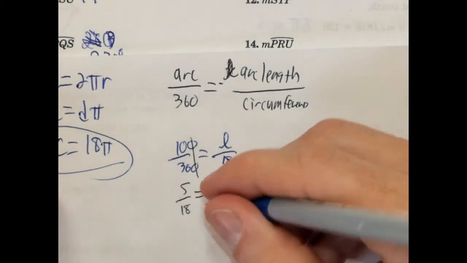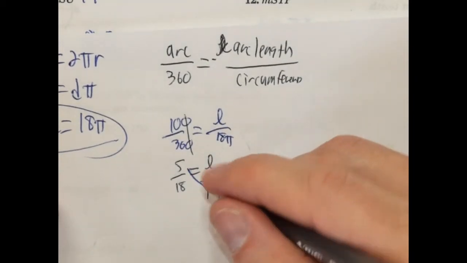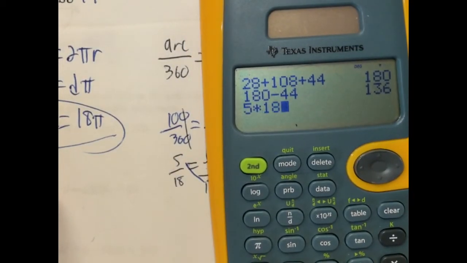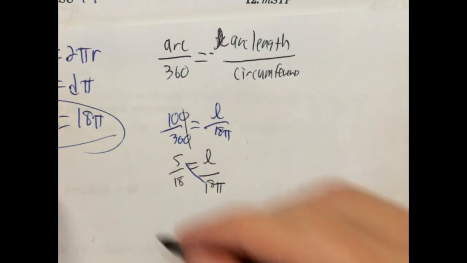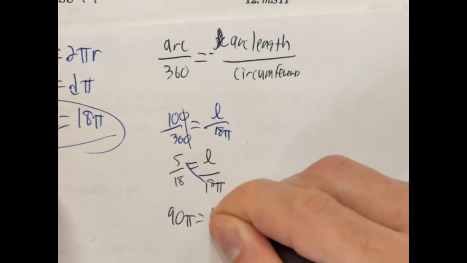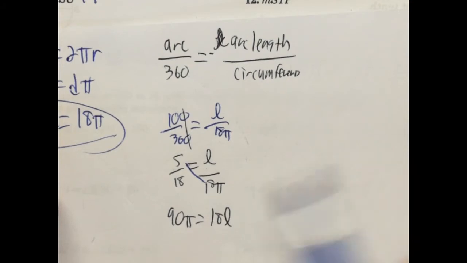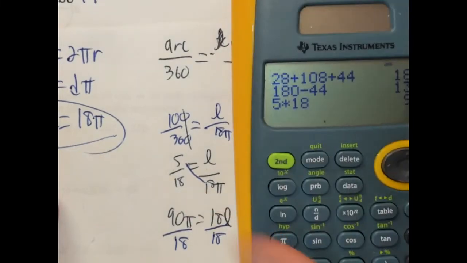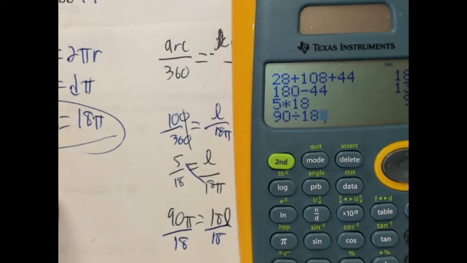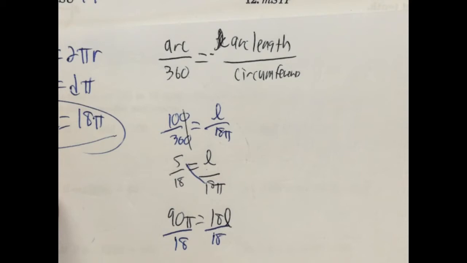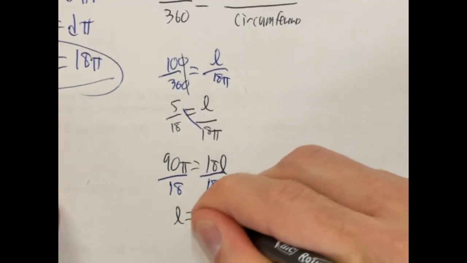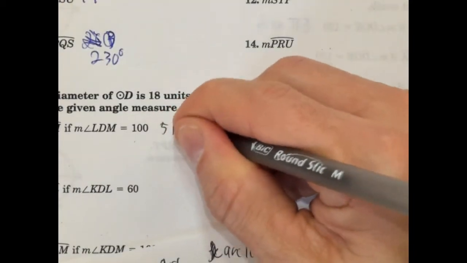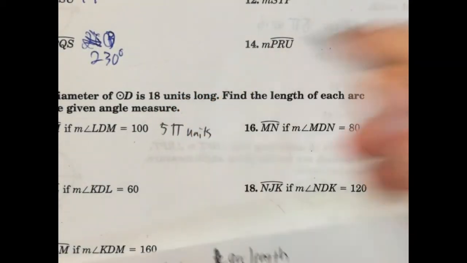We're going to cross multiply here, so we're going to have 5 times 18, which is going to be 90. So we're going to have 90 pi equals 18L. We're then going to divide by 18 because that is our coefficient. And I believe we're going to end up with 5. Yep, so 5 pi. So the arc length would be 5 pi units.